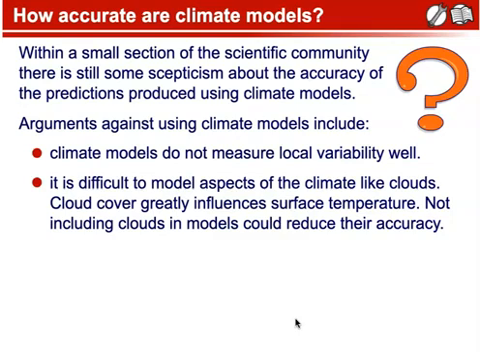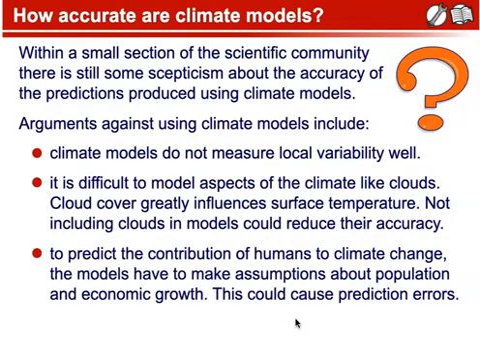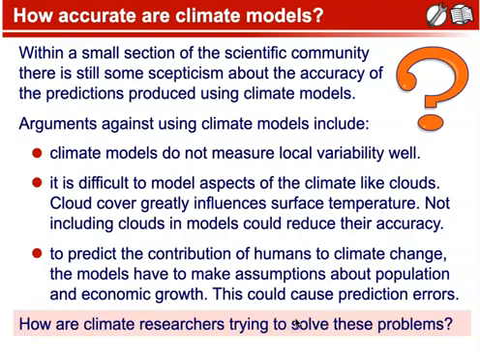Cloud cover greatly influences surface temperature, and not including clouds in models could reduce their accuracy. And to predict the contribution of humans to climate change, the models have to make assumptions about population and economic growth. This could cause prediction errors. So how are climate researchers trying to solve these things?